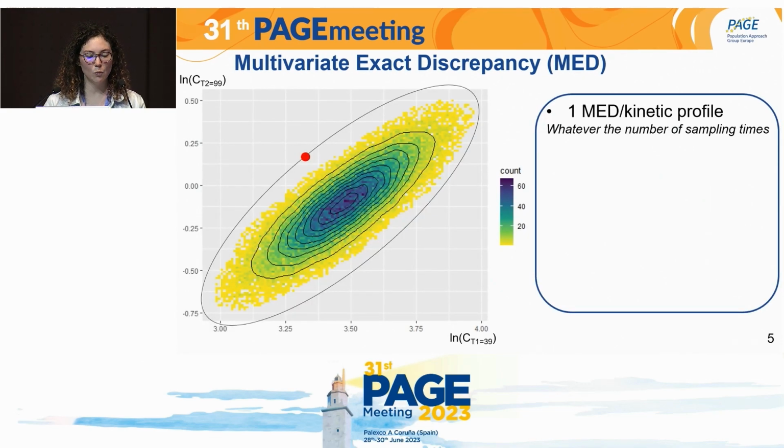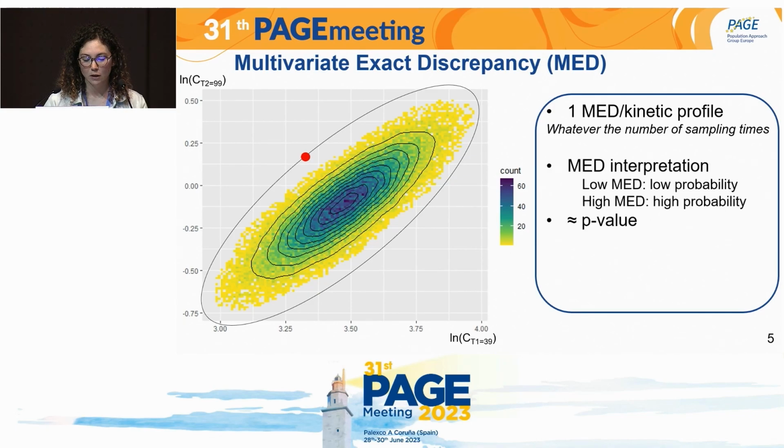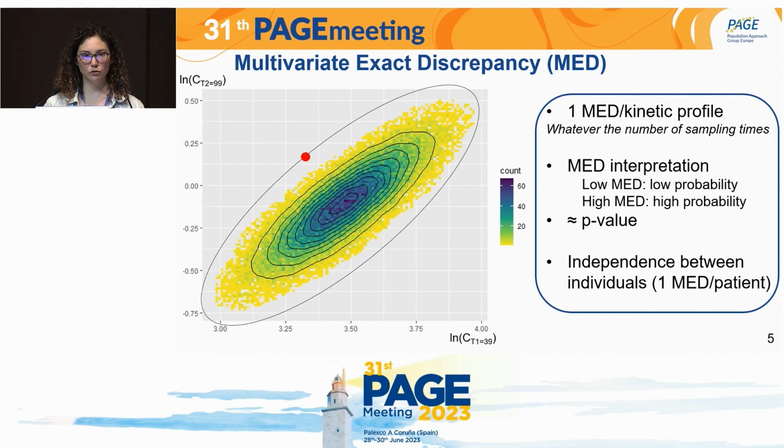Then, if we summarize the properties of the MED, the method provides one MED per kinetic profile. If we have a low MED, then we have a low probability to observe the patient's concentrations, but if we have a high MED, we have a high probability to observe the patient's concentrations. So, in other words, the MED can be interpreted as a p-value. I have introduced the concept with only one individual, but you can compute the MED for several individuals, and all the MED are independent between individuals.